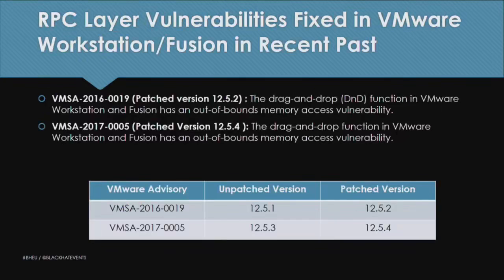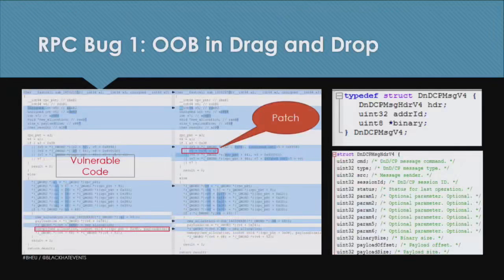Now we are going to take a quick look at some of the vulnerabilities that have been fixed in the RPC layer of VMware. When we started patch analysis, after Pwn2Own was over and we started doing binary diffing, this is what we came up with. As you can see, on the left side is the vulnerable code, and VMware has fixed this vulnerability by adding a small check.